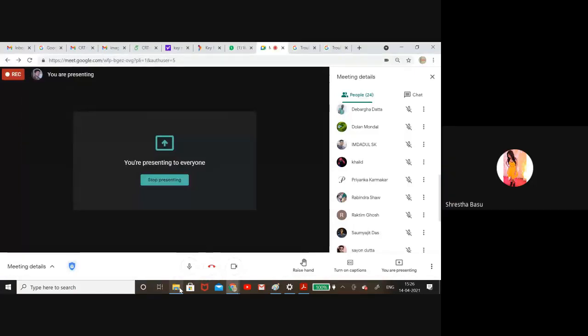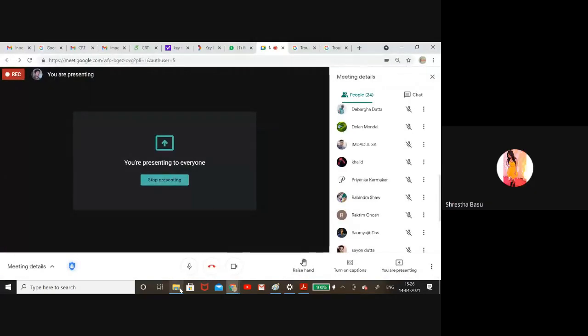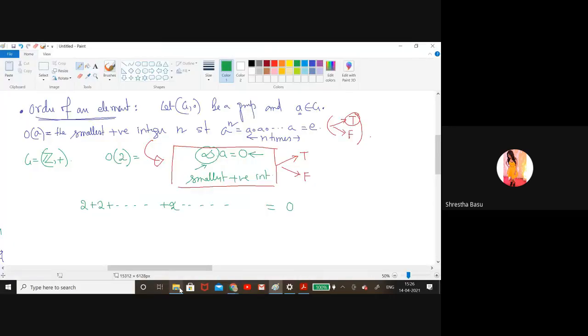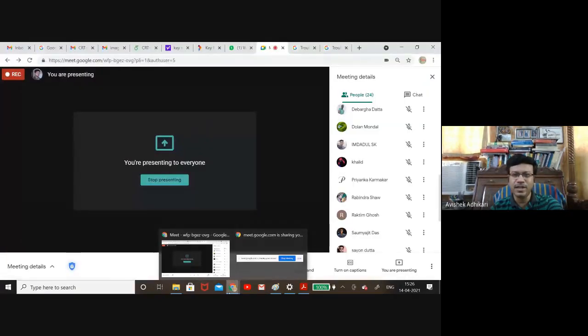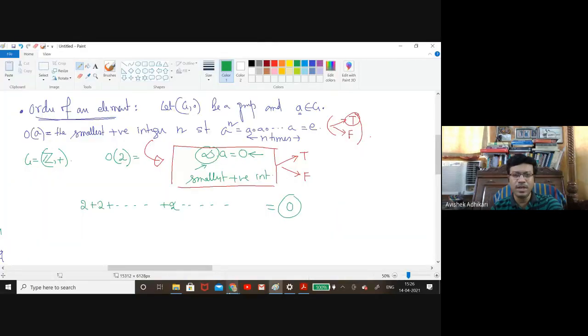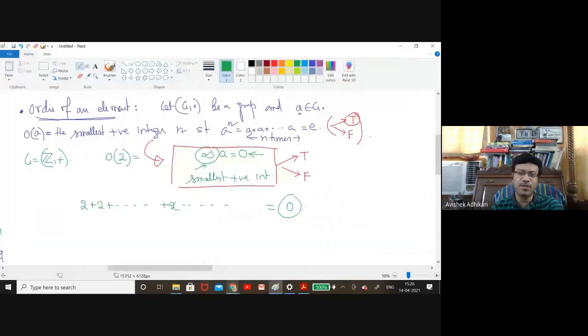So maybe 2 doesn't have any order. I don't know. What is your intuition then? If we add 2 plus 2 plus 2, it will never be equal to 0. Yes, that can never be 0. So in real analysis, I think you have already come across divergent series and all. So 2 plus 2 plus 2, it will gradually increase, right? It can never be 0. Then if it is false, then what about this statement?